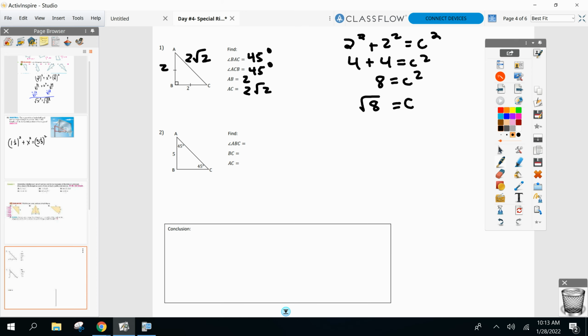Some of you already jumped ahead, which is fine. Go ahead and figure out number 2 now. Now you know both angles there are 45, 45. Find the missing angle and the missing 2 sides, please. In simplest radical form again, please.